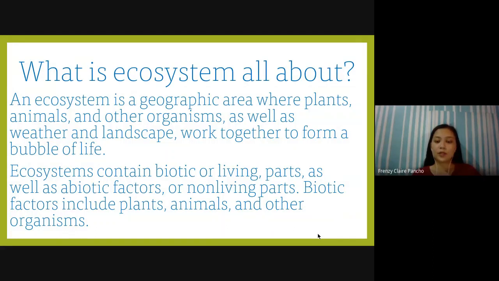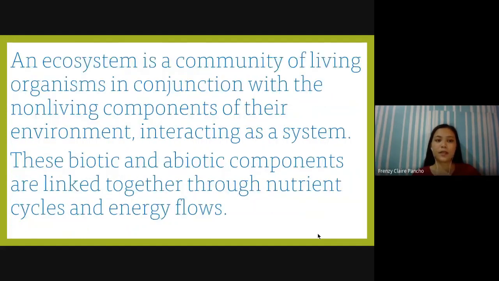Ecosystems contain biotic or living parts as well as abiotic factors or non-living parts. Biotic factors include plants, animals, and other organisms. An ecosystem is a community of living organisms in conjunction with the non-living components of their environment interacting as a system. These biotic and abiotic components are linked together through nutrient cycles and energy flows.